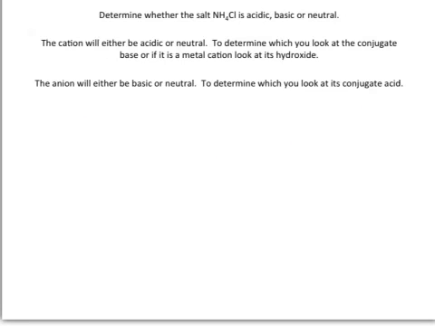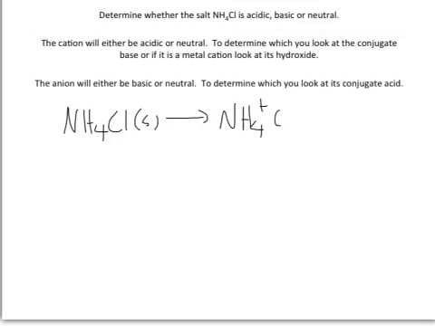Alright, so our first example is ammonium chloride. Now I want to determine whether it's acidic, basic, or neutral. So the first thing we want to do is dissociate our salt. If I dissolve ammonium chloride in water, that's going to dissociate into ammonium ions and chloride ions. So the cation is always going to be either acidic or neutral.